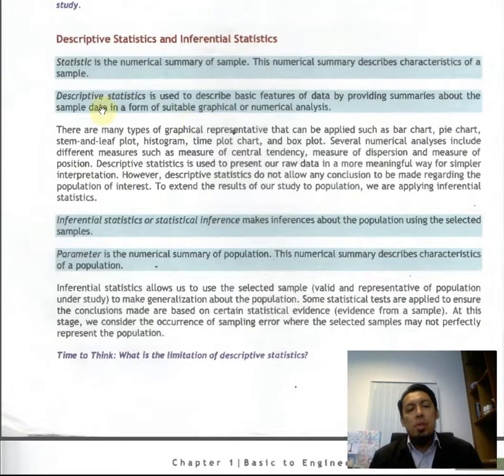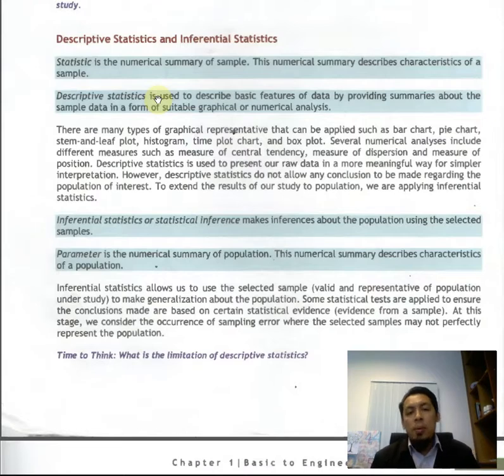So descriptive statistics here, the keyword is describe, right? And what is being described? It is actually the data that you have. So if you don't have the data, you can't really describe using descriptive statistics. For example, you have data for group A, then you can only apply descriptive statistics for group A. You can't really talk about other groups. You cannot really use descriptive statistics for other groups.